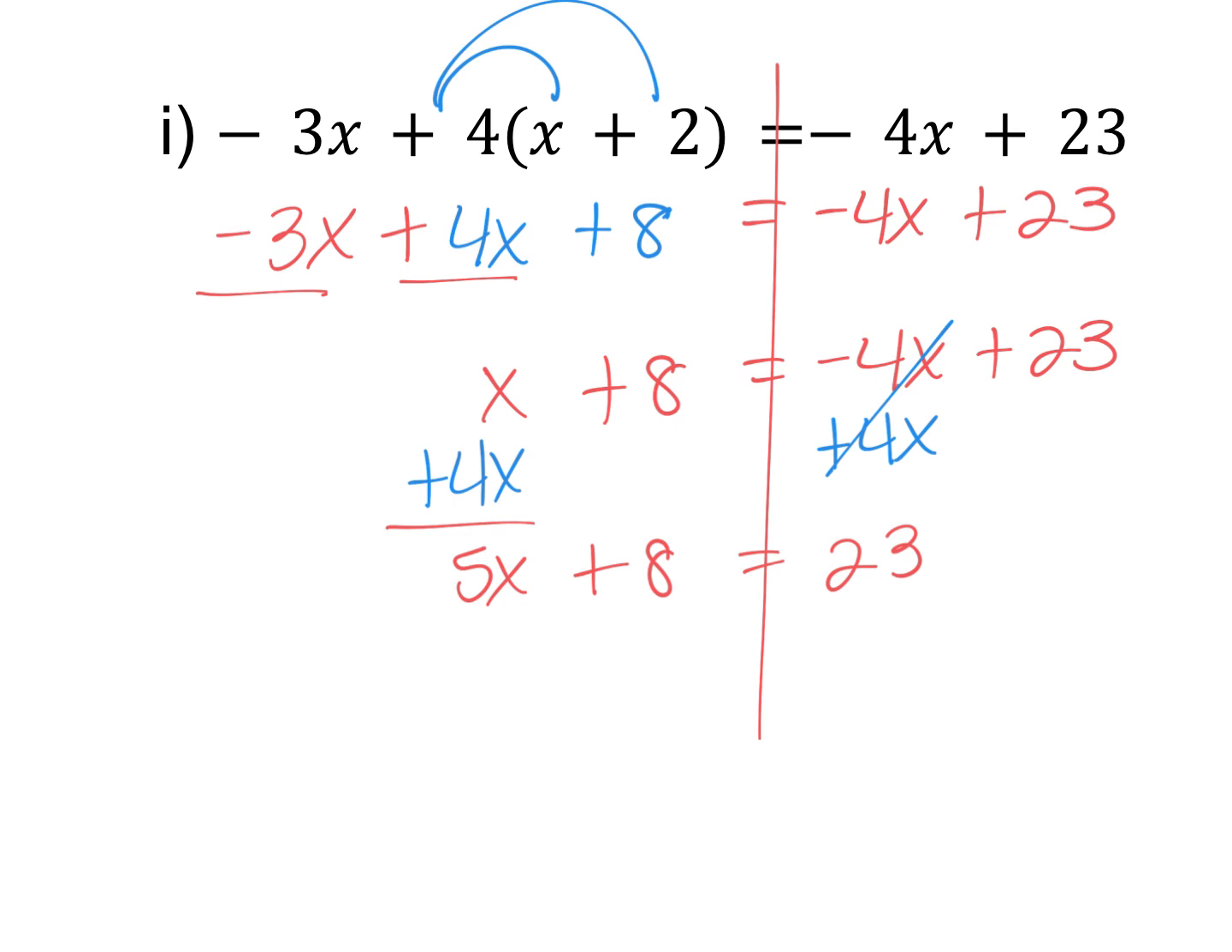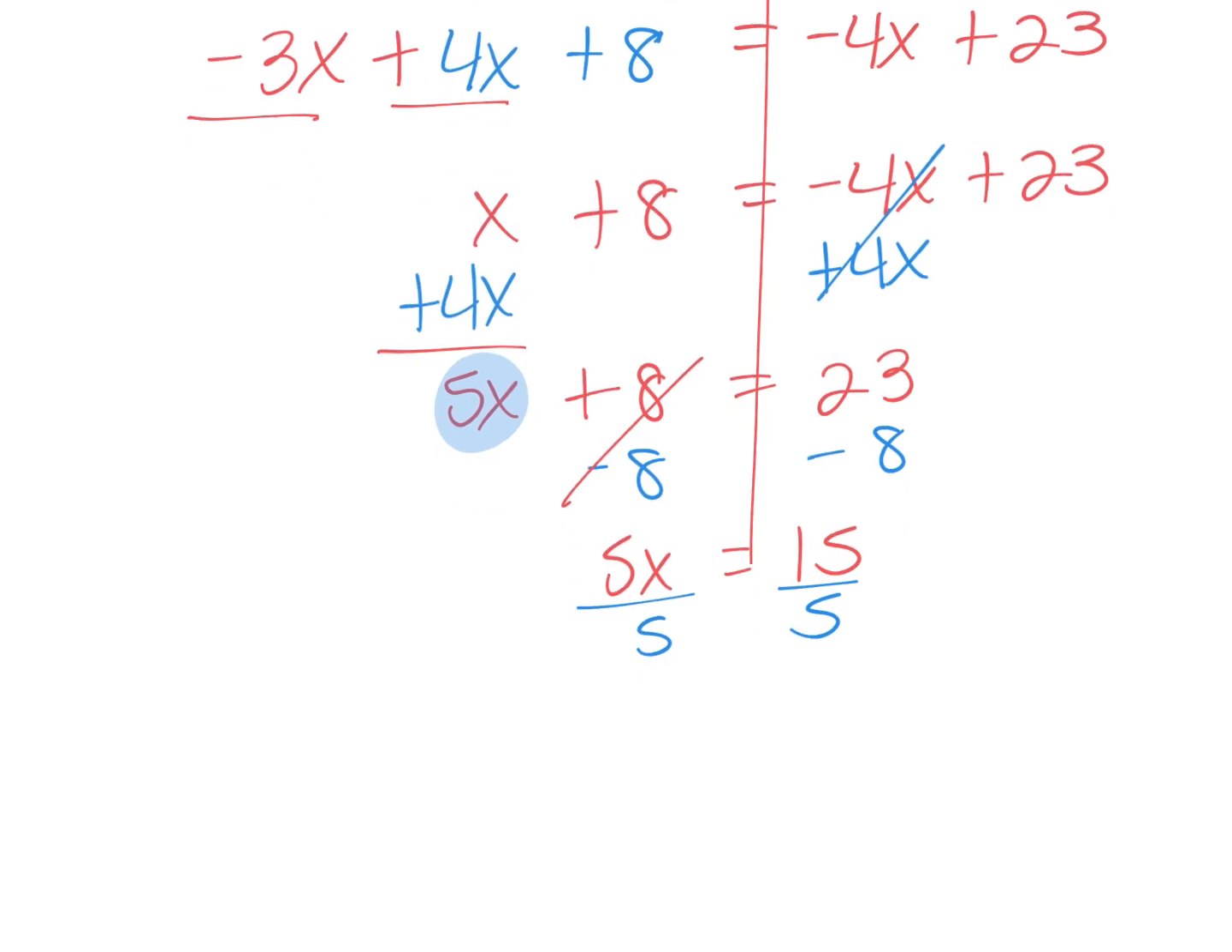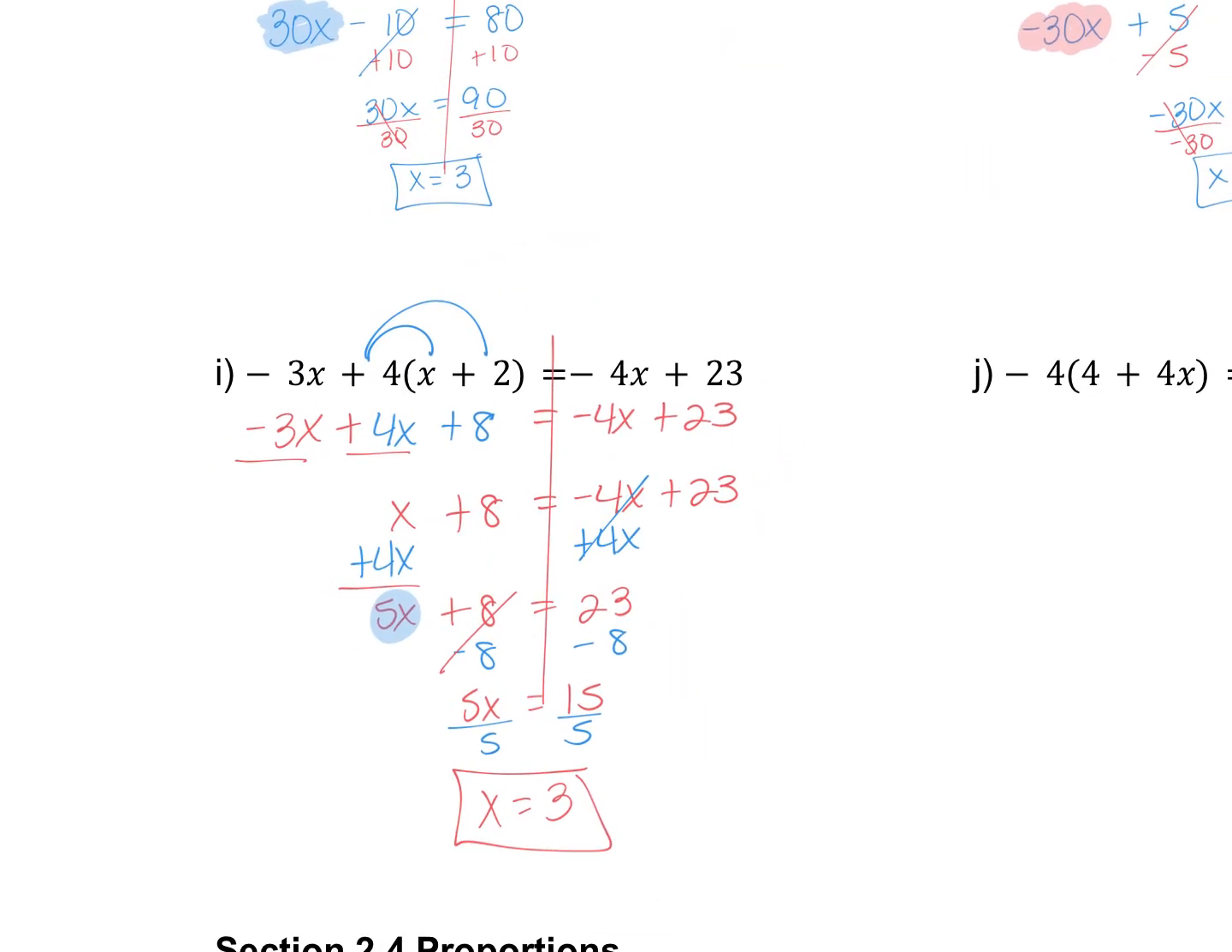Now it's a two-stepper, so we're isolating the 5x. So I'm going to minus 8, minus 8. 5x equals, that would be 15 divided by 5. So x is 3. Good.